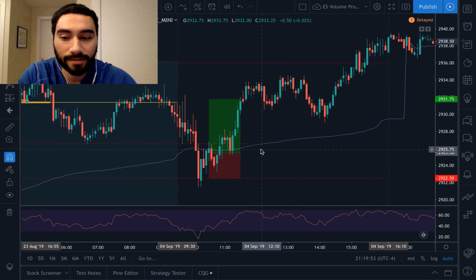Even after we hit it, we traded sideways, but we did eventually hit that value area high of the overnight. So I'm interested to see now. Look at that.